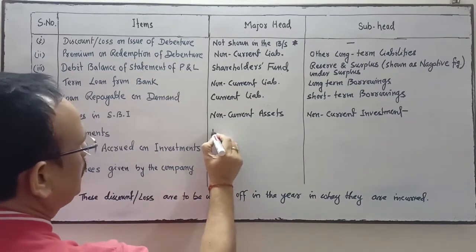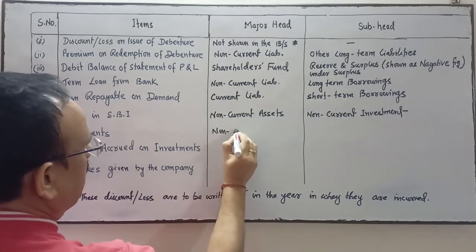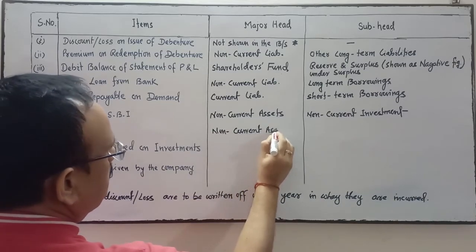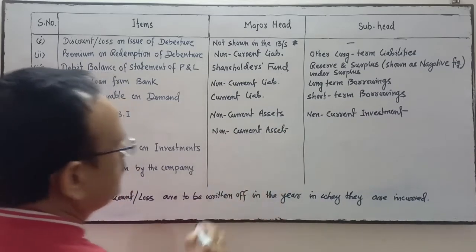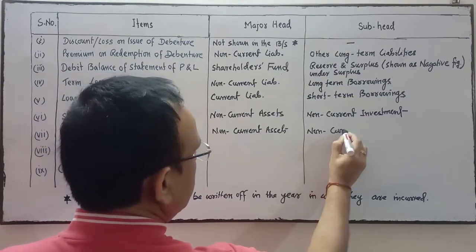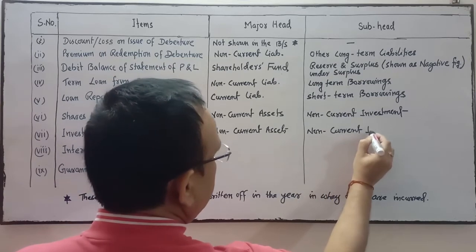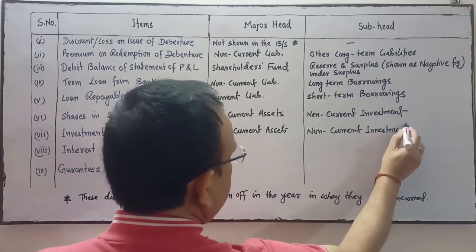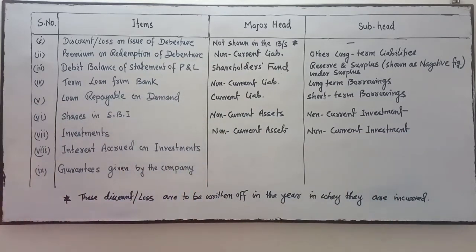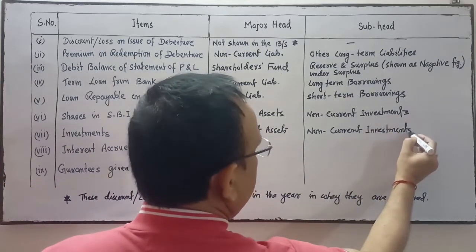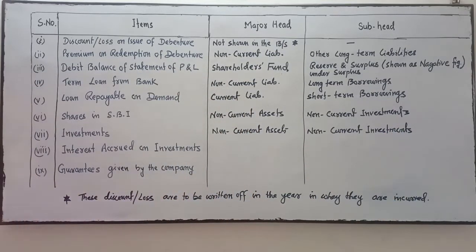Next is investment. Investment also comes under the non-current assets, and the subheading is non-current investment. Is it clear? Non-current investments.